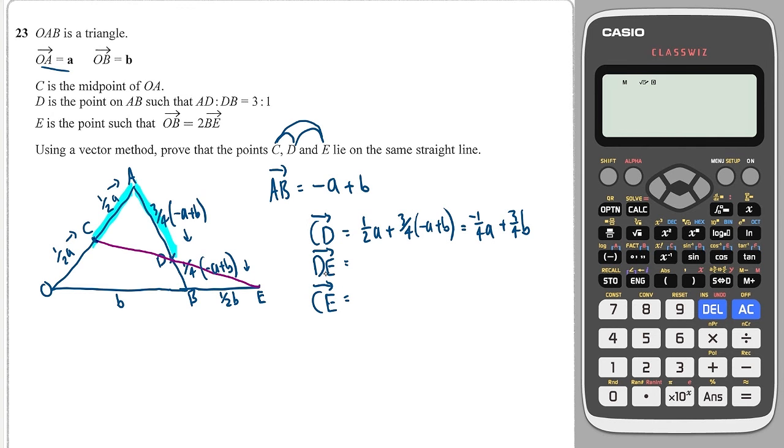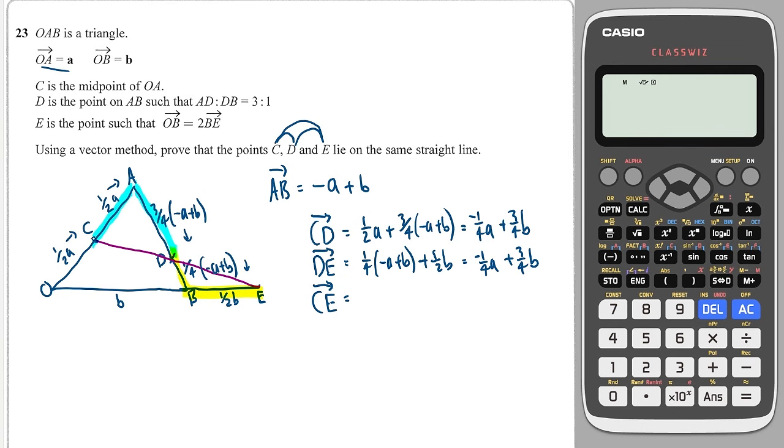And then I can work out D to E next. That would be 1/4 of minus A plus B, and then add on a half B. I can expand and simplify. I'm going to get minus 1/4 A, and I'm going to get 3/4 B. And look, that's perfect. I mean, they're definitely parallel. They're exactly the same. And that will be enough. You're done.